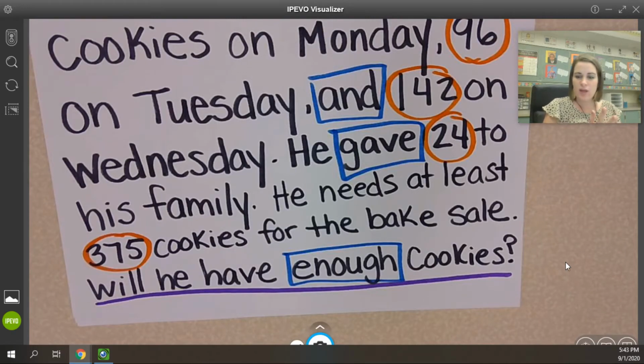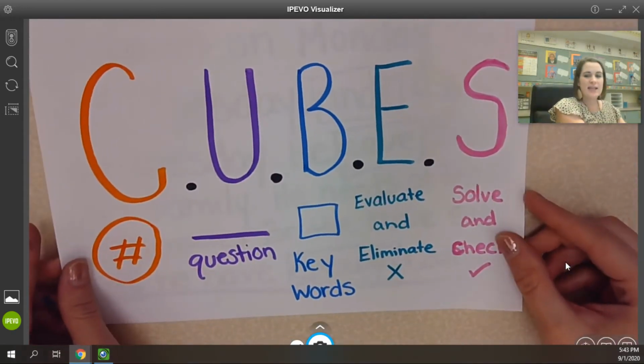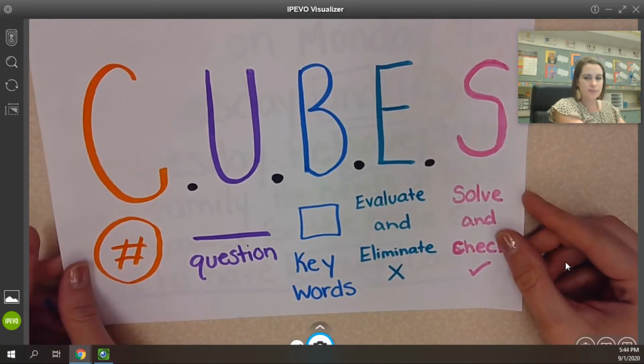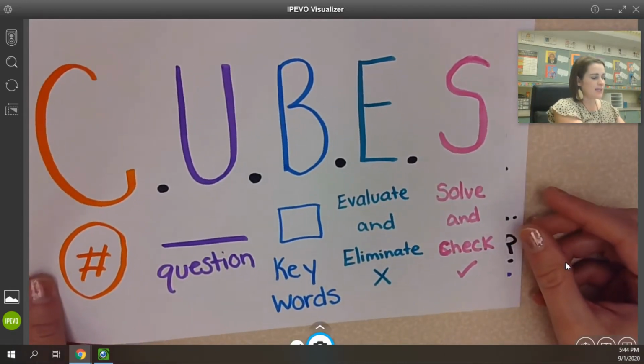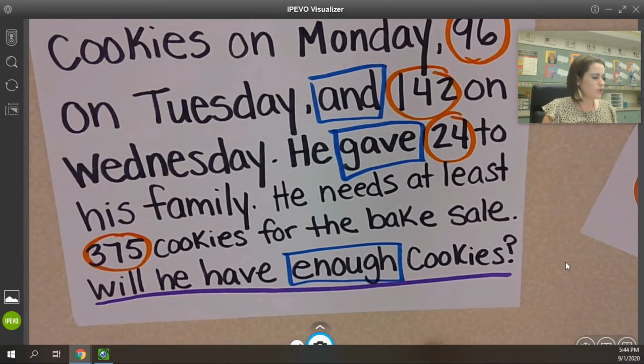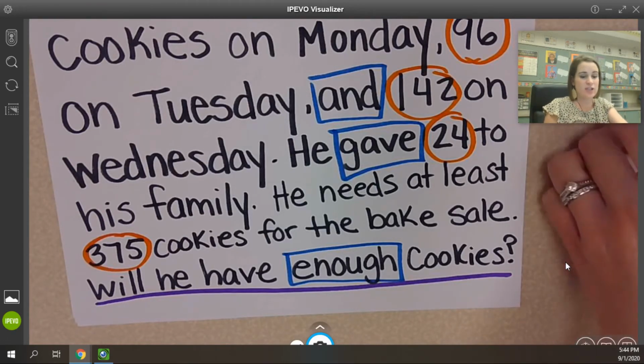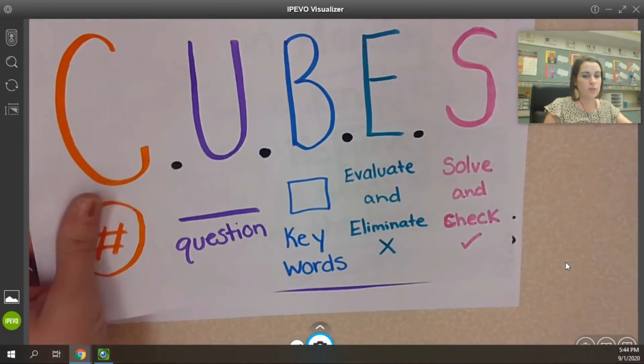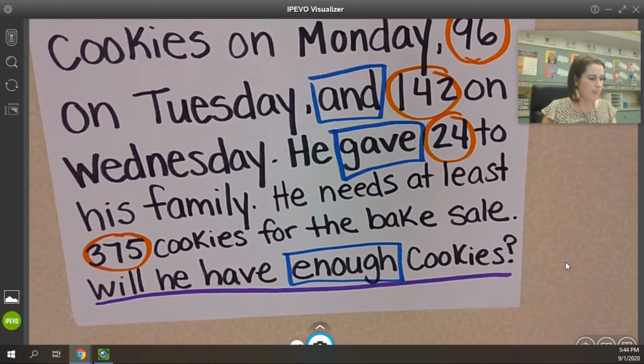Okay. Now the E is evaluate and eliminate. So evaluate the steps we need to take and eliminate any information we do not need. So I don't think there's anything I need to eliminate. All that information is important. But let's go ahead and see what steps I need to take, okay? We're going to start the S, which is solving. We'll check it at the end, okay?